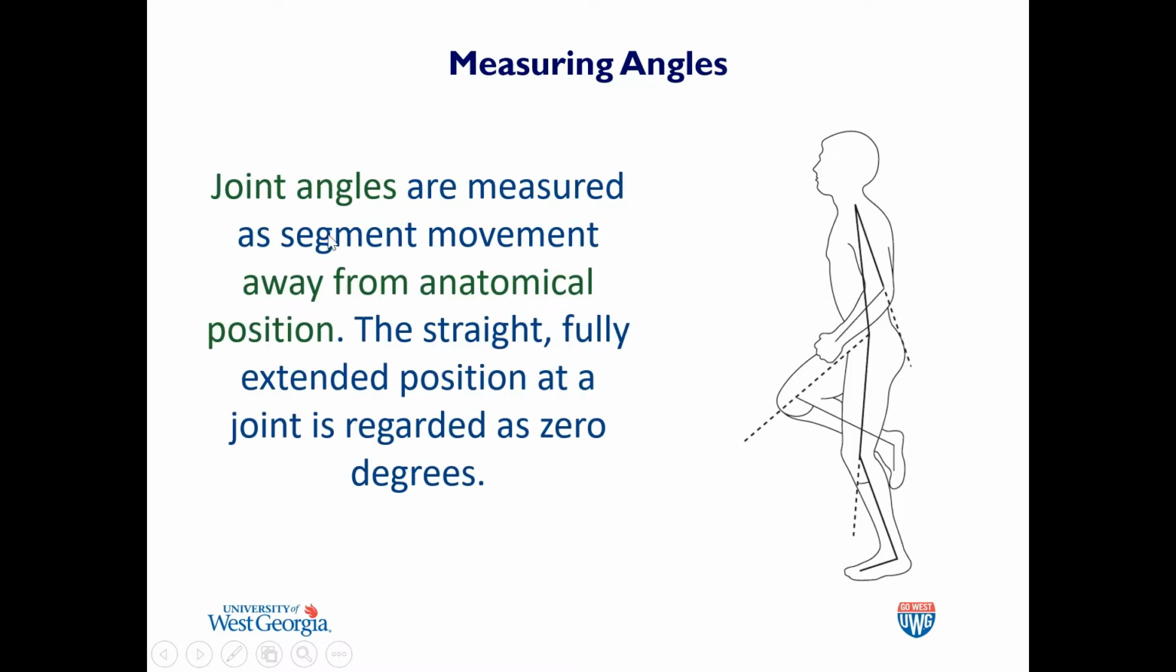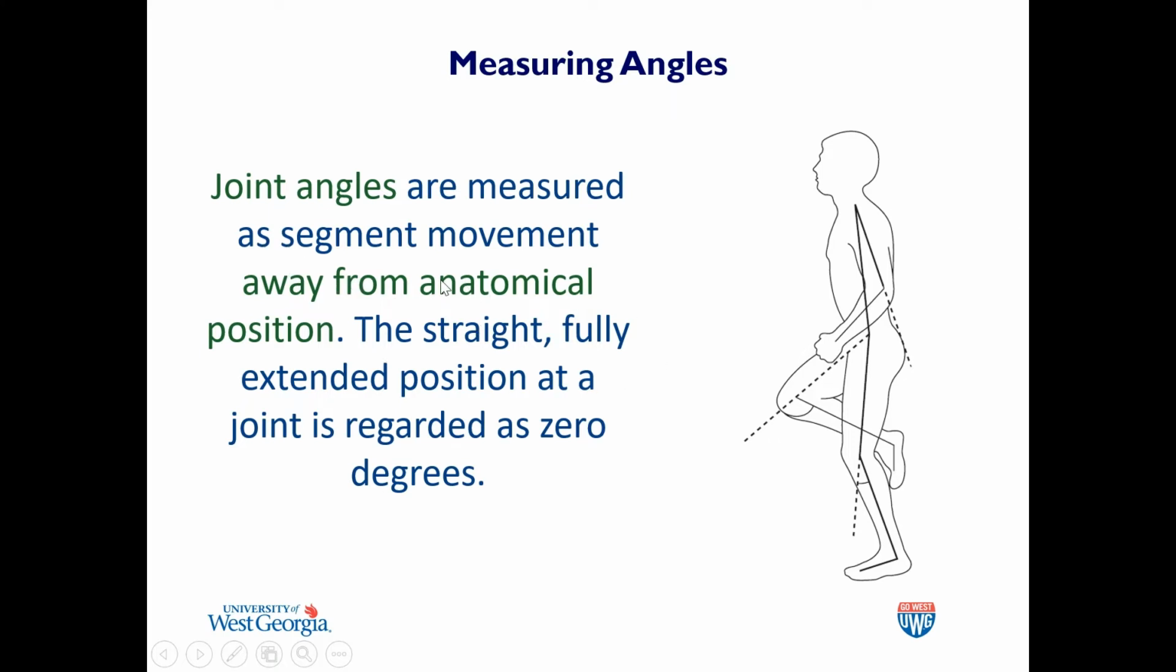So when you're measuring those angles, joint angles are always measured as segmental movement. So you're measuring the angle a particular segment moved. Again, it could be the forearm compared to the humerus. If you're looking at the shoulder, it's going to be the humerus compared to our shoulder here. So we're looking at just a particular segment of movement each time.